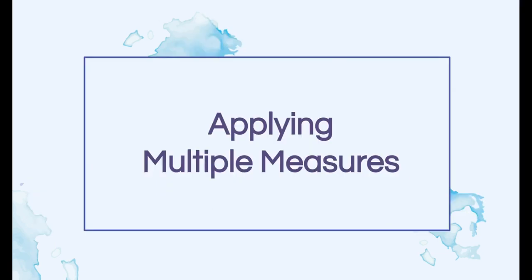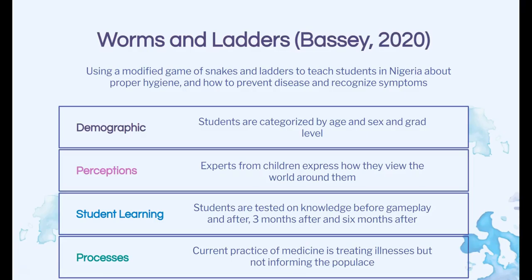Now let's take a closer look at how we apply multiple measures. In this study by Bassi, called Worms and Ladders, the researchers used a modified game of snakes and ladders to teach students in Nigeria about proper hygiene and how to prevent disease and recognize symptoms.